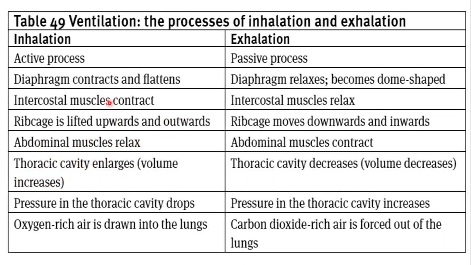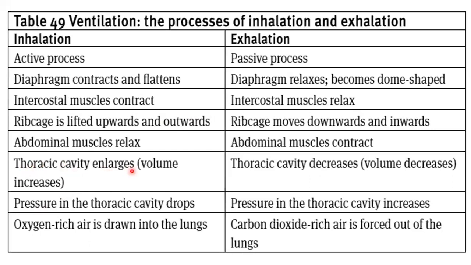Why? To make space for the rib cage moving upwards and outwards, and also to make space for the air coming in. That's why the volume is increasing. Pressure in the thoracic cavity drops. You remember the relationship between pressure and volume. I think we discussed it, whereby when you increase the volume, it decreases the pressure. But if you reduce volume, then pressure increases. So they are inversely proportional to each other.